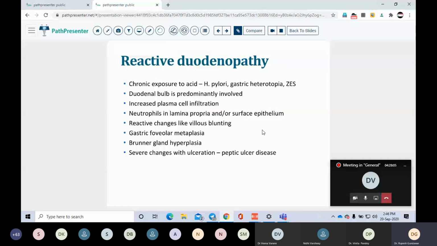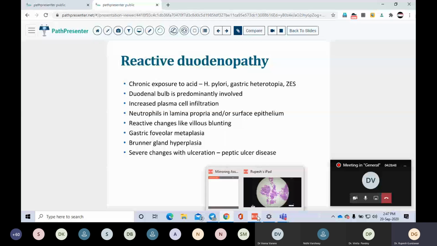There can be gastric heterotopia, and that gastric heterotopia is secreting much acid in the duodenum. In such cases, the duodenal bulb, that is the first part of the duodenum, is predominantly involved. It will show you increased plasma cell infiltrate, and along with that, you will also see neutrophils within the lamina propria or within the surface epithelium, apart from the intraepithelial lymphocytes. Villus blunting is expected. The gastric foveolar metaplasia is a very good finding for the reactive duodenopathy, and there will be Brunner gland hyperplasia.